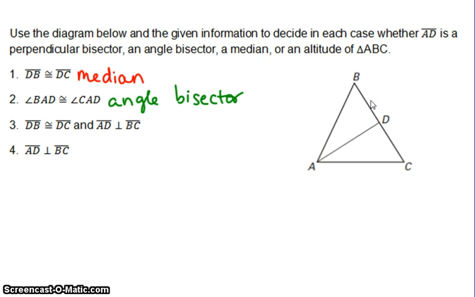Now we have that DB equals DC, so on number 3 we're starting a new problem. Erase your markings. AD is perpendicular to BC. Now, it cuts it in half and it makes a right angle, so it is a perpendicular bisector.